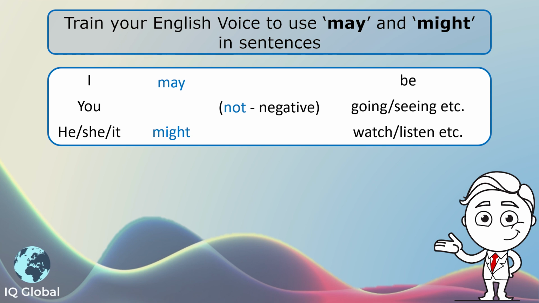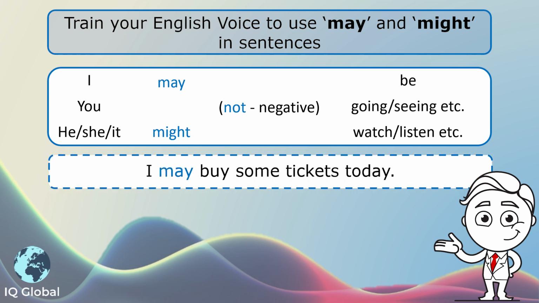We have the subject, I, you, or third person, he, she, it, may or might, followed by the verb be, going, seeing, watch, listen, etc. And we know that if we want to make a sentence negative, we add the word not. So if we want to have a negative sentence, we would have subject, may or might, not, followed by the verb. So have a look at sentence example 1.